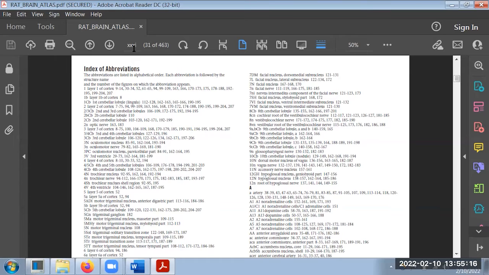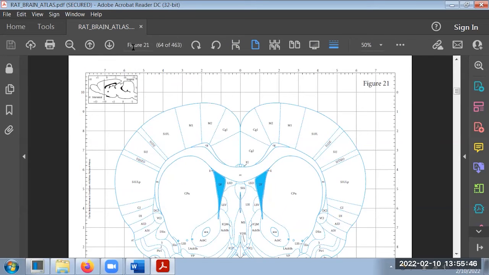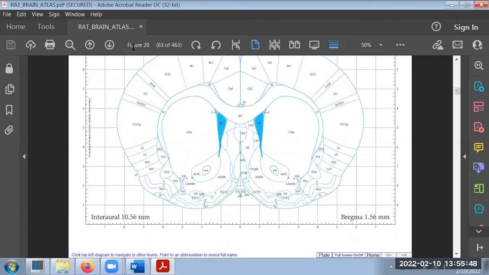To skip forward, one thing I know is that the figures, the actual diagrams of the brain sections, start on PDF page 44. So if you're looking for a specific figure page, you add 44 to that to jump right to it. So if we're going for figure 20, then adding 44 to that, we go for PDF page 64. So let's give that a try. Hopefully it'll give us the right location. 21, close enough.